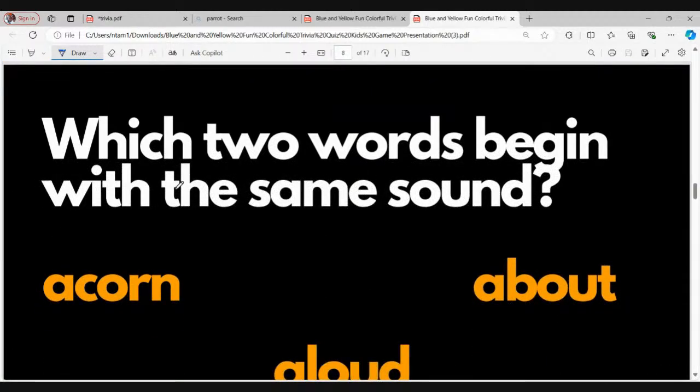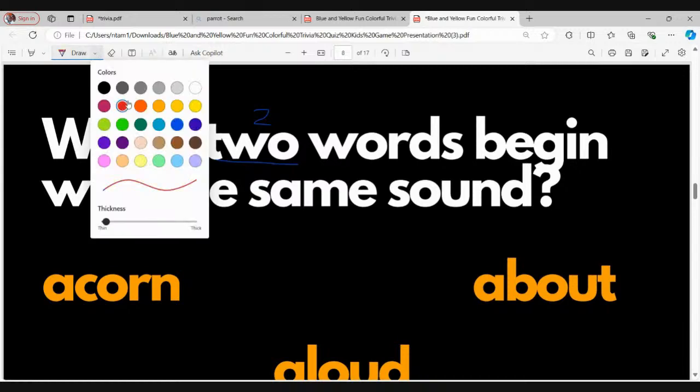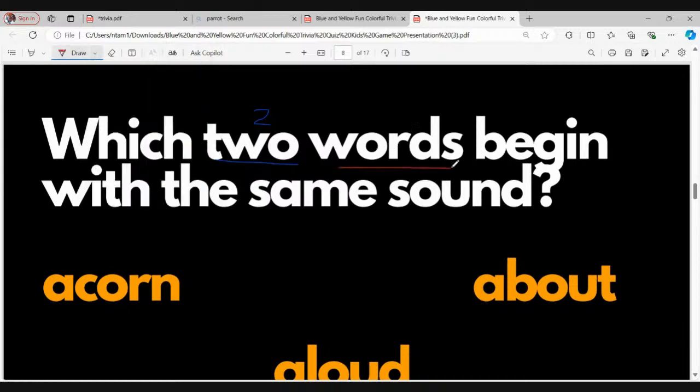All right, so remember, we are continuing with which two words. So we are looking for two words that actually begin with the same sound. Remember, the word same here means alike, or it means something that matches another. They have similar traits.